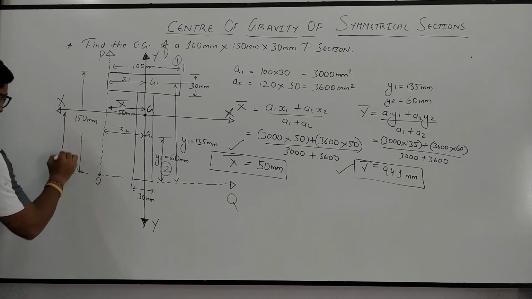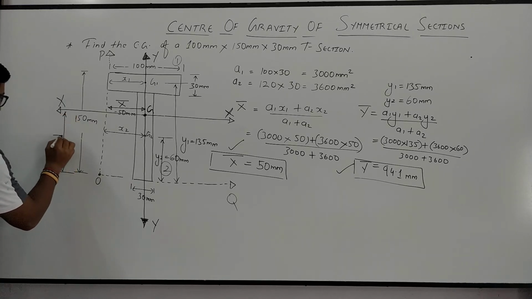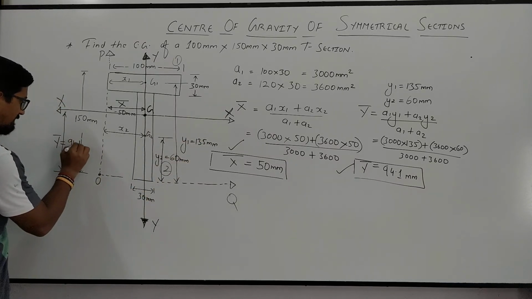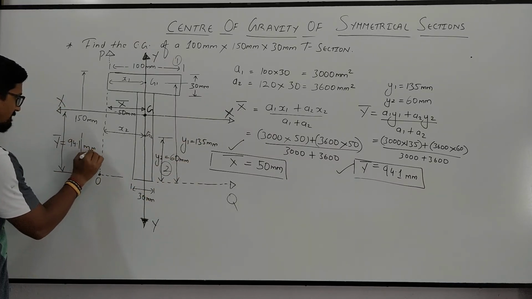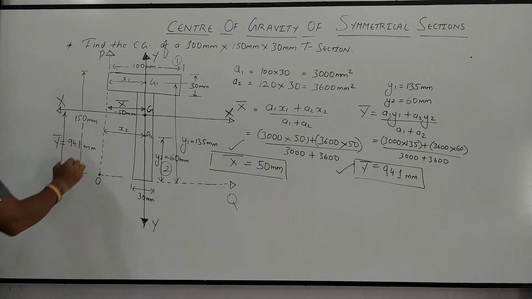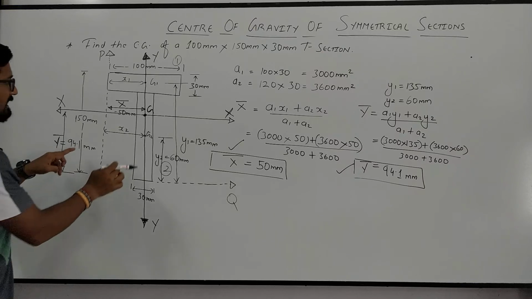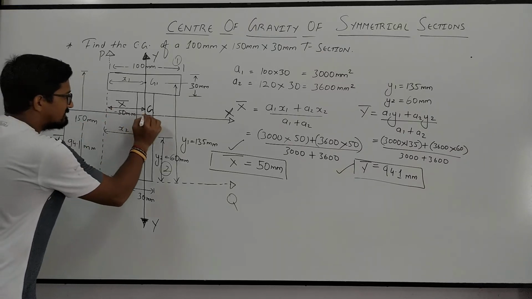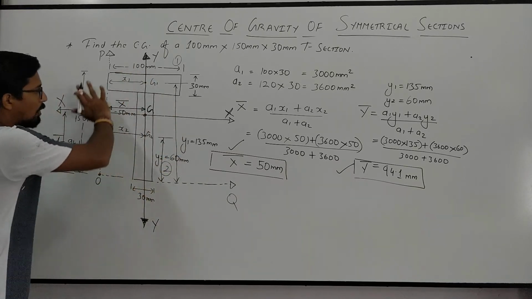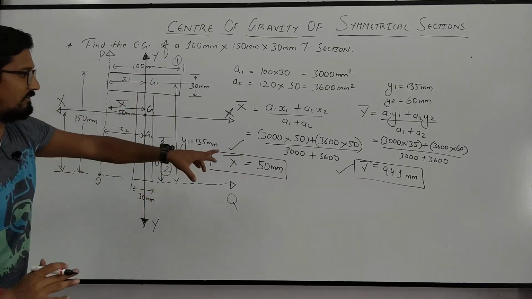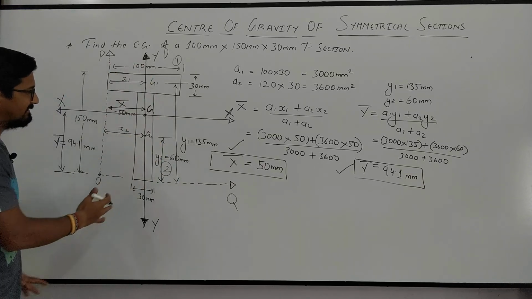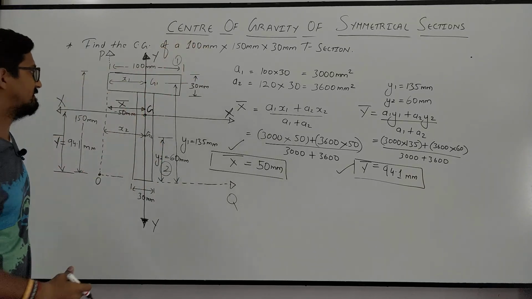is nothing but y bar, which is equal to 94.1 mm, correct? So y bar is coming out to be 94.1 mm and x bar is coming out to be 50 mm. So we got the location of the center of gravity for this whole figure, y bar and x bar. So this is how the CG is located for a symmetrical section.